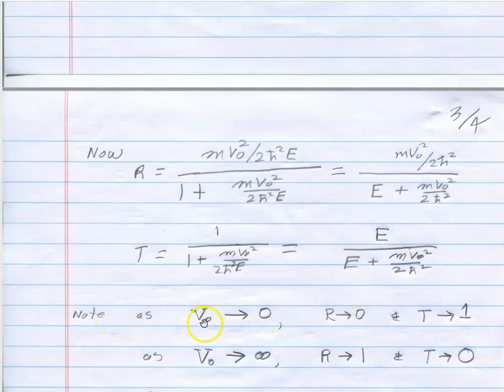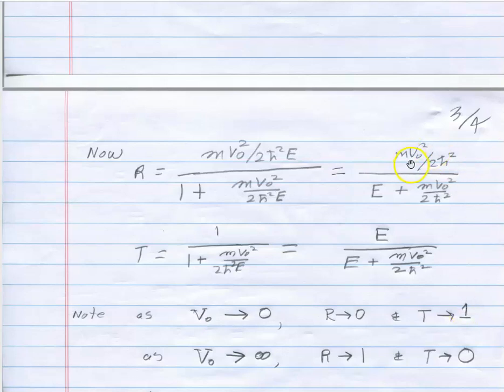As V naught goes to 0, so this would be the V naught in the delta function potential. In that case, if V naught is 0, then 0 times the delta function is still 0, and so the potential is 0 everywhere. And so naturally you would expect that if I have an incident beam, an incident quantum mechanical wave, there wouldn't be any reflection.